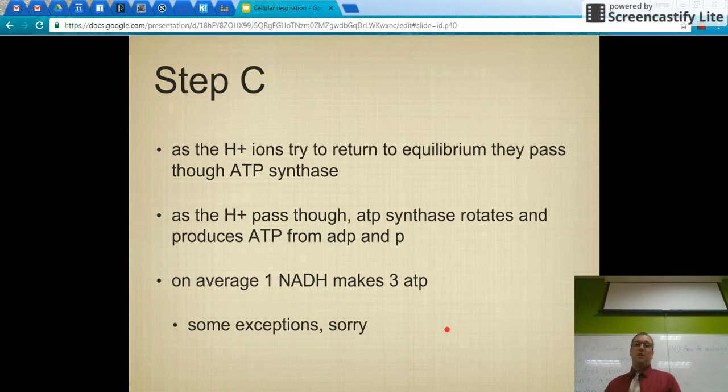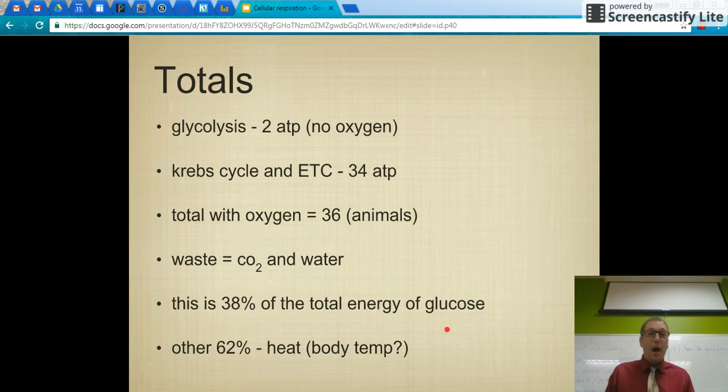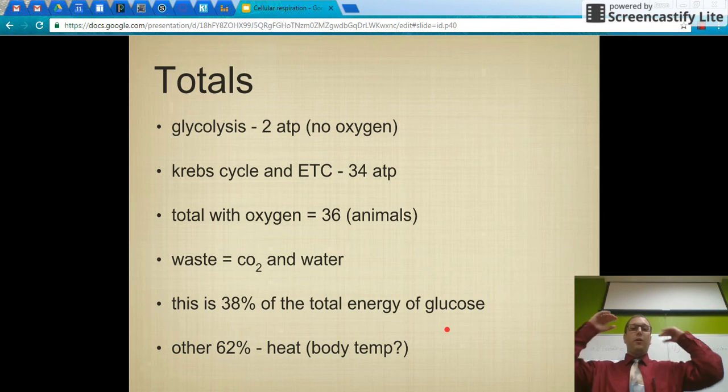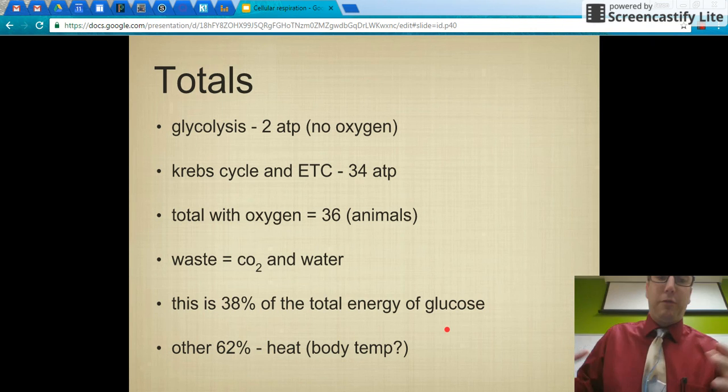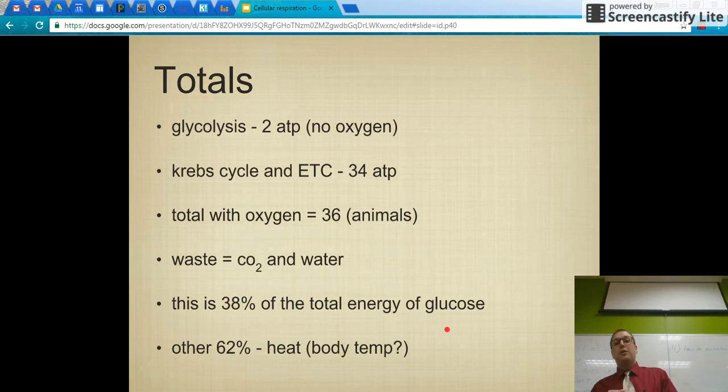On average, the energy from one NADH gives 3 ATP. There are some exceptions. The NADHs made in glycolysis have to get into the mitochondria, so they don't make quite as many, but that's on average that much. So if we add it all up, glycolysis gives us 2 ATP but doesn't require any oxygen. The Krebs cycle and the electron transport chain give us 34 ATP. So if you combine that in animals, we create 36 ATP from one glucose molecule.